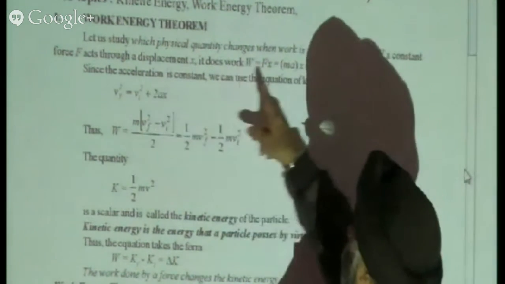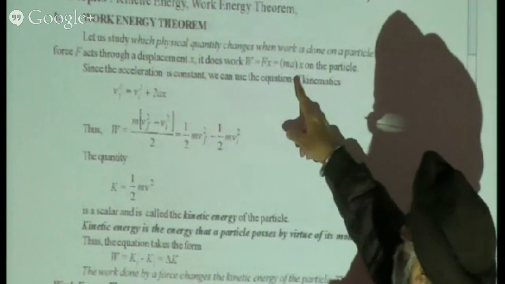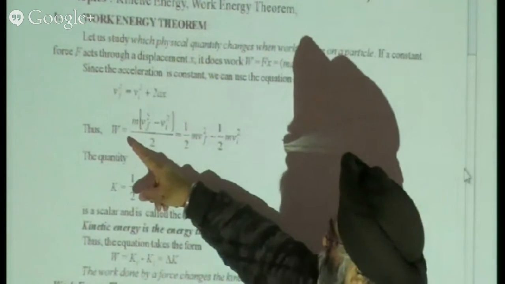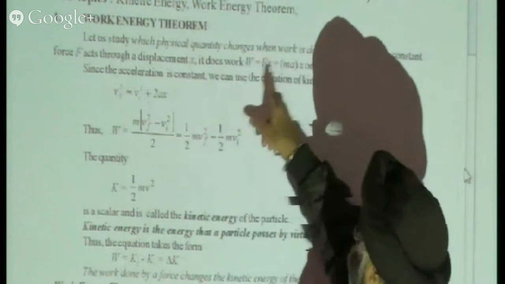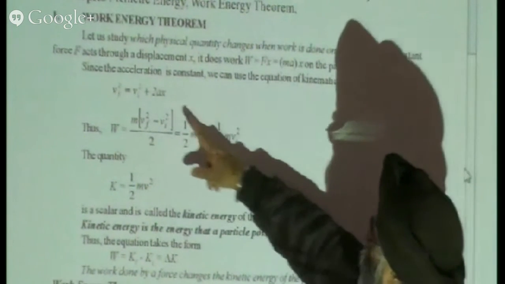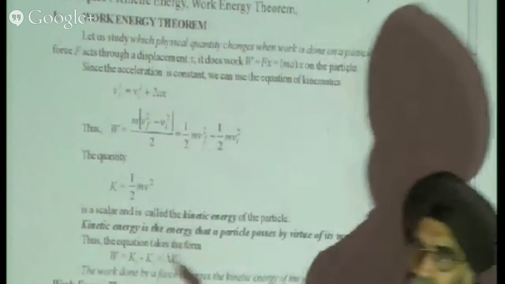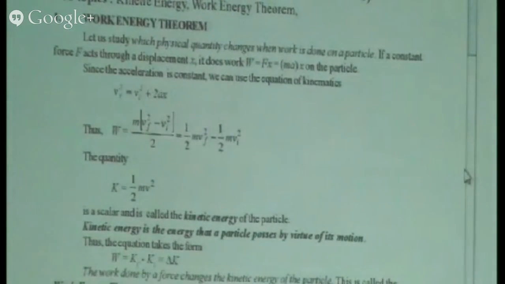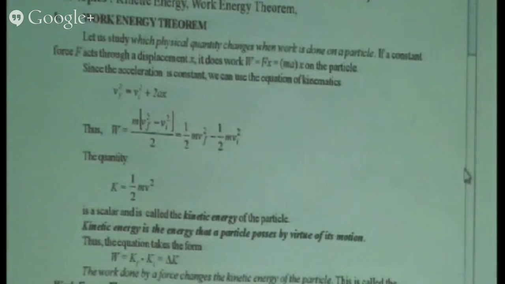Now this a from here can be substituted in this formula, and W is equal to max. Okay, what is ax? Vf square minus Vi square is equal to 2ax. So therefore ax is half into Vf square minus Vi square.